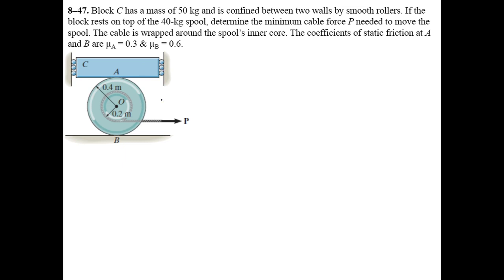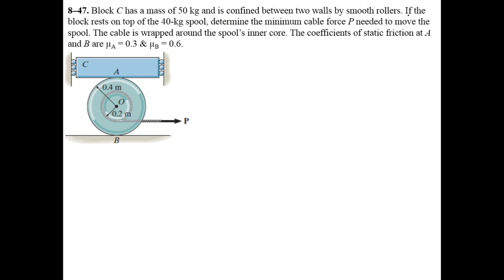So you can probably imagine that if this spool had not been present here, this block C would have slid down because of these rollers. So it is confined between two walls by these smooth rollers. It has a mass of 50 kilograms.